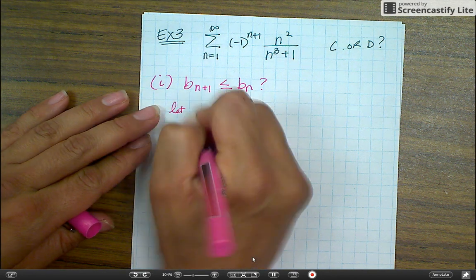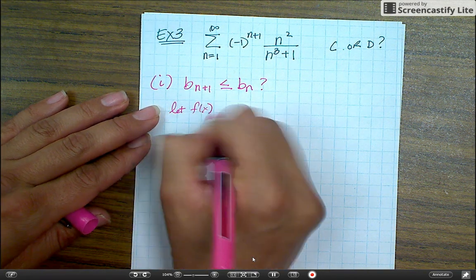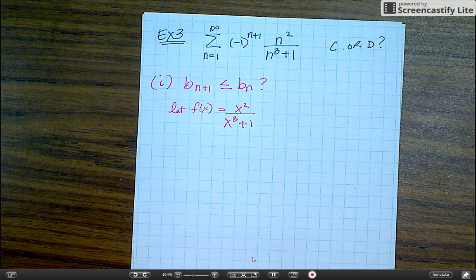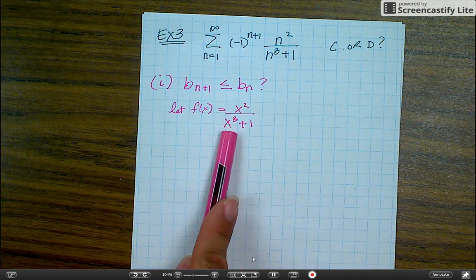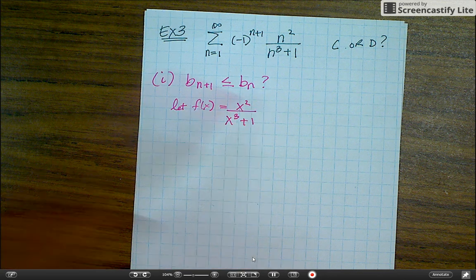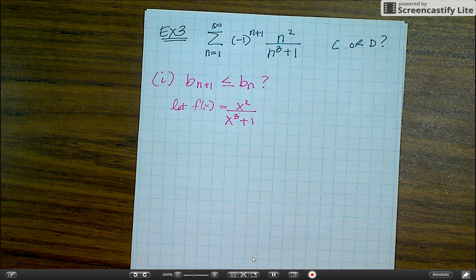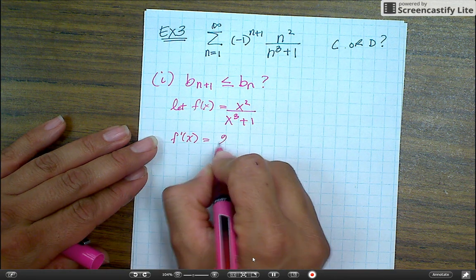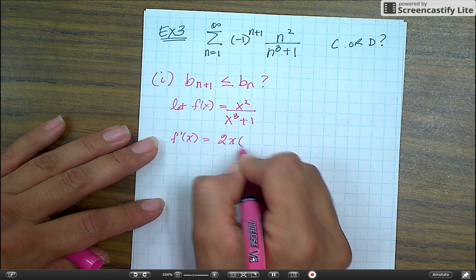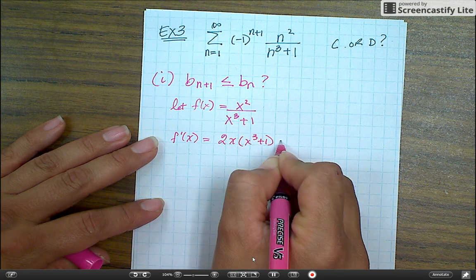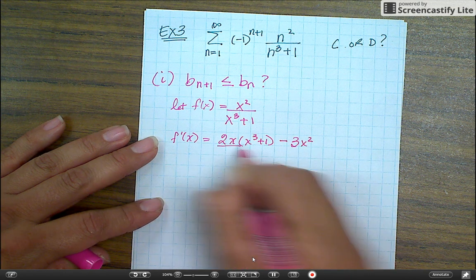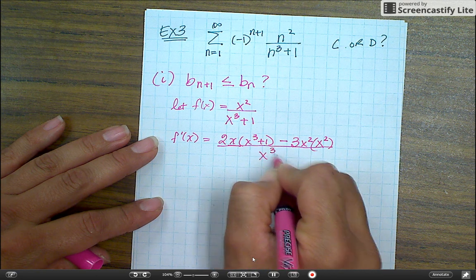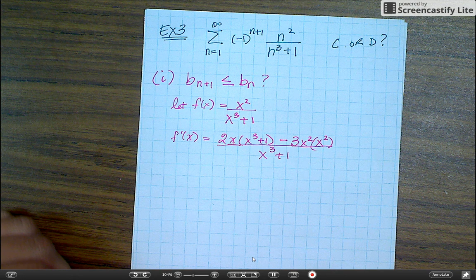Okay, so we're going to say let f of x equal to x squared divided by x cubed plus 1. I'm pretty sure this one's decreasing because that power is way bigger than that power. But let's just make sure we have another tool that we can apply. Okay, so I'm going to say f prime of x. What is this? Help me. This is 2x times x cubed plus 1 minus 3x squared, times x squared divided by x cubed plus 1. Thank you.